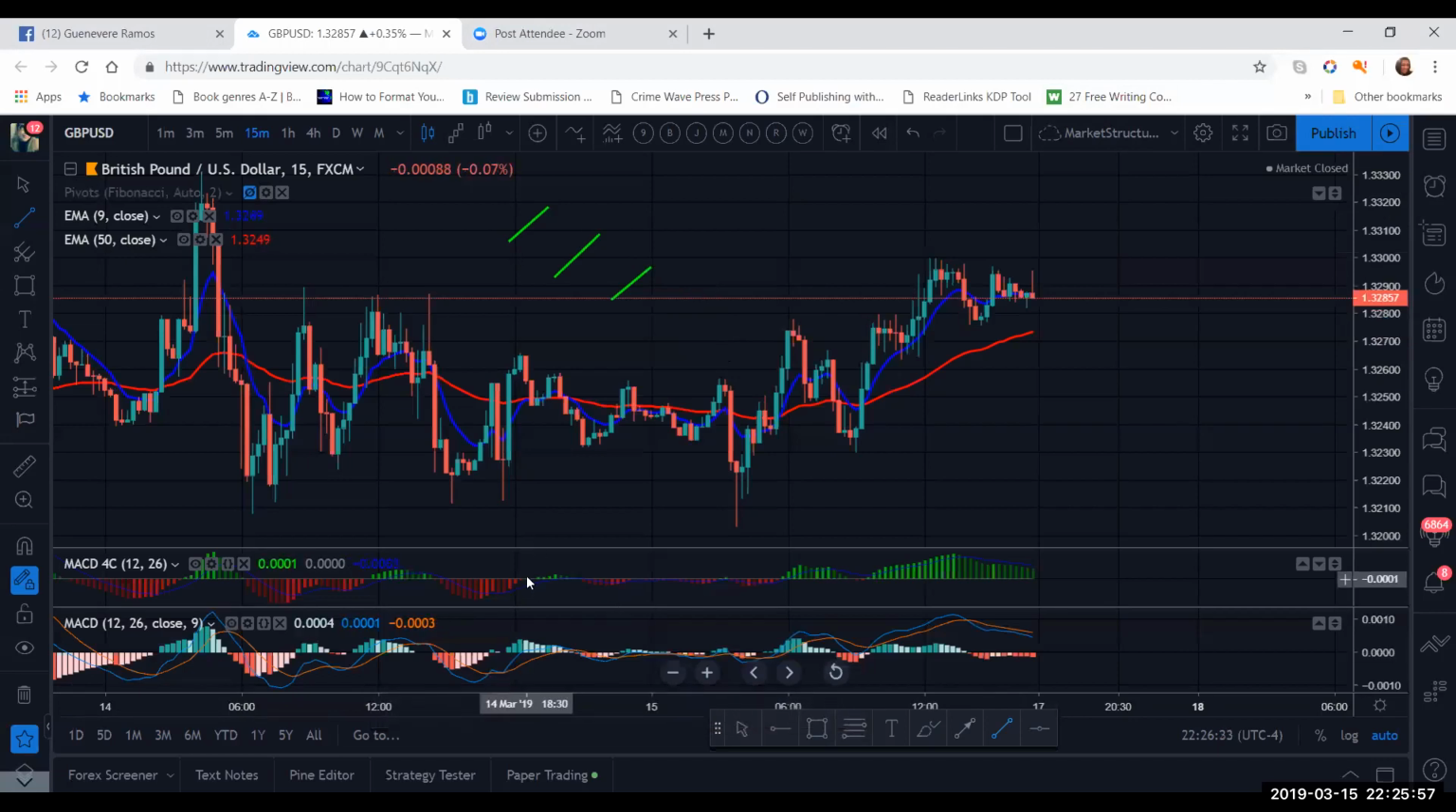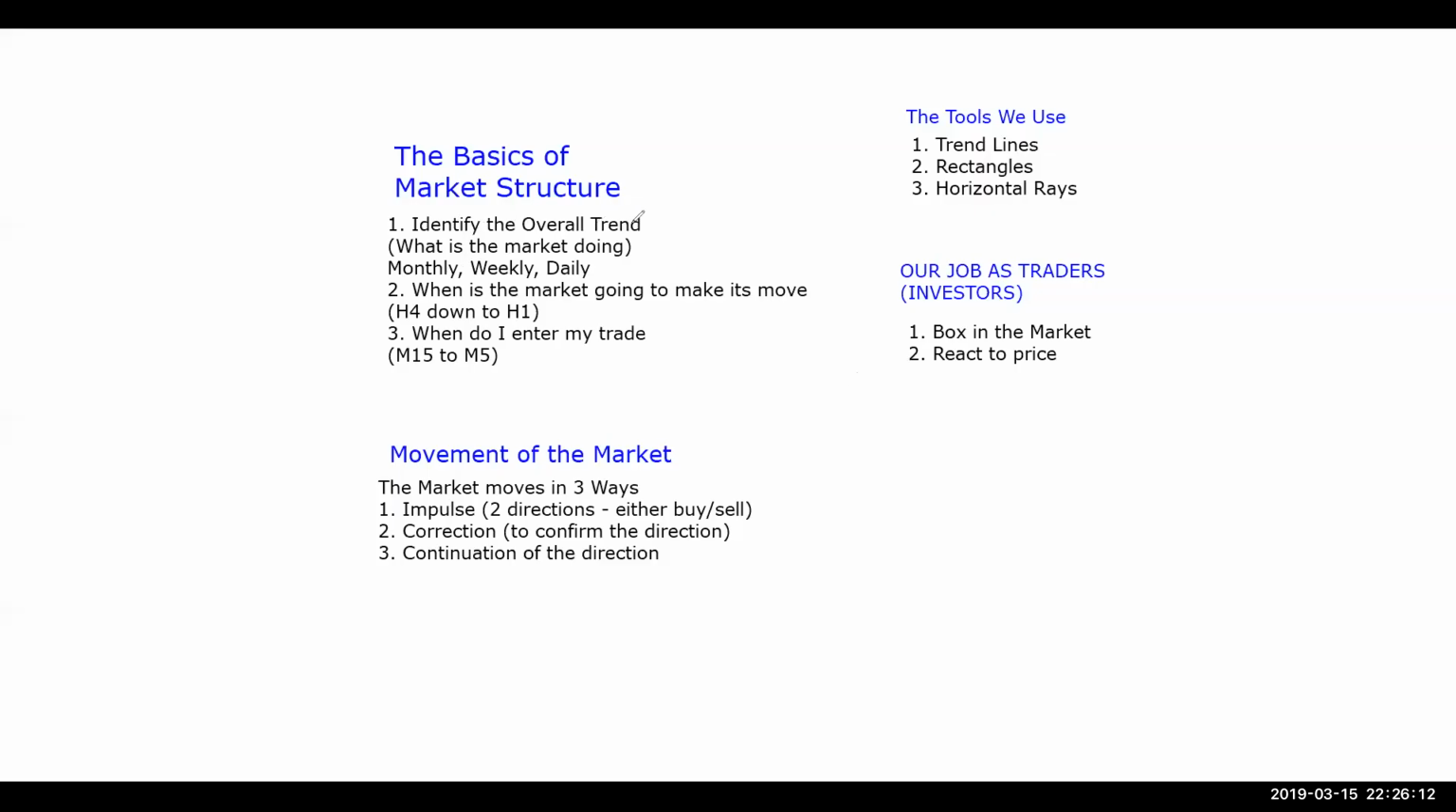All right. So that's basic market structure. Again, let me try and find my whiteboard again, the notes that I made. That's market structure. We identified the overall trend on our monthly, weekly, and daily. And then we went down to the 4 hour and marked off some support and resistance. And we took our entries on the M15. And the only thing I used was trend lines and horizontal rays. When I used the rectangle, it was just to show you, you could use that for your supply and demand zone. All right, anybody got any questions?